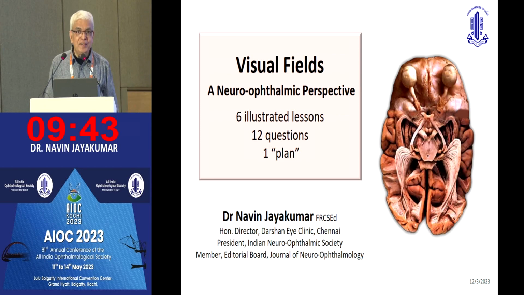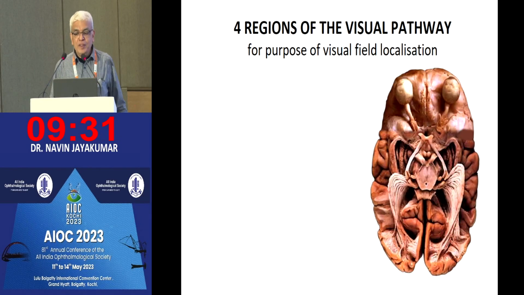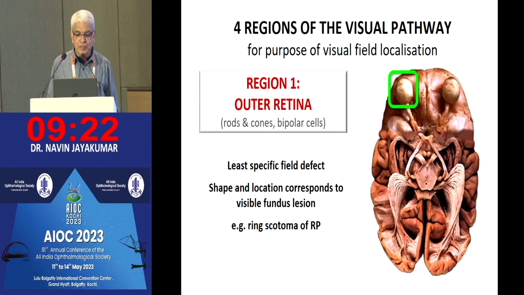Shika spoke about the structural component of the optic nerve, which is OCT. I'm going to talk to you a little more on optic nerve function, which is the visual field, which is not just of the optic nerve, but the entire visual pathway. Now, if you look at the visual pathway, as far as the visual fields are concerned, you can divide them into 4 fairly distinctive regions.